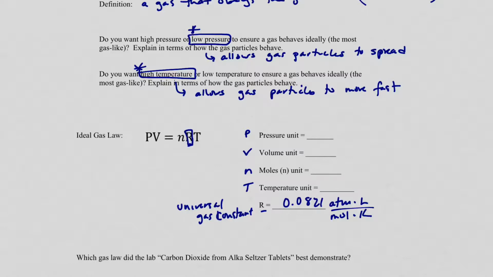The pressure unit, therefore, must be in atmospheres, because it needs to be the same as this pressure unit right here. The volume unit needs to be in liters, because that's liters in that gas law constant. Moles is in moles, and temperature is in Kelvin. So in this case, not only do the units have to match, yes, but they also have to be very specific units.